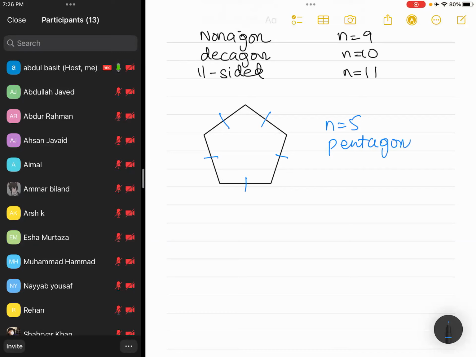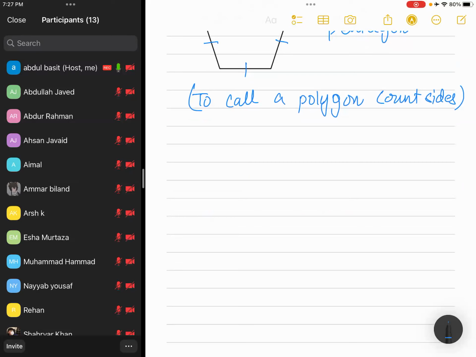So to name a polygon, count sides. You have to count the sides and see how many sides it has. If it has up to 10 sides, you will have a name. If more than 10, then there won't be a name. It will be 11-sided, 12-sided, 13-sided, 40-sided, and so on.